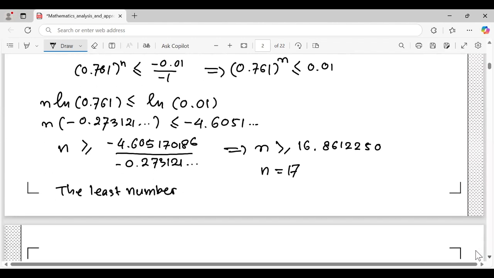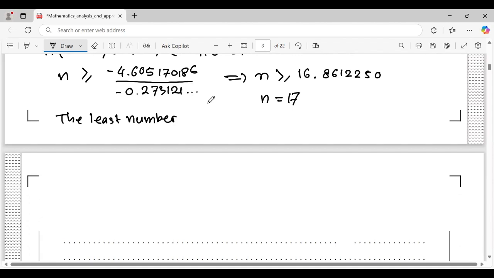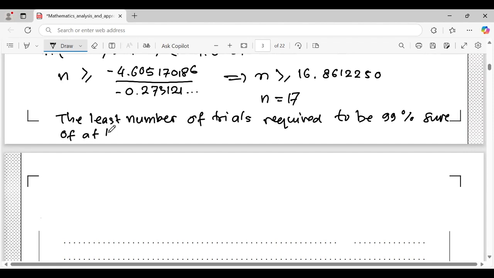So we can state that the least number of trials required to be 99% sure of at least one success is 17 trials. Next, D.